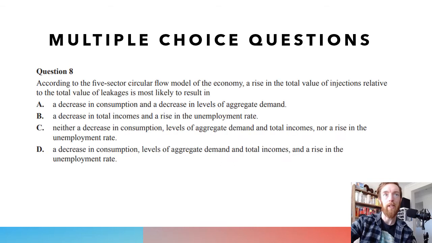Let's go to the next question. Question 8, getting into our circular flow model. So according to the 5-sector circular flow model of the economy, a rise in the total value of injections relative to the total value of leakages is most likely to result in what?